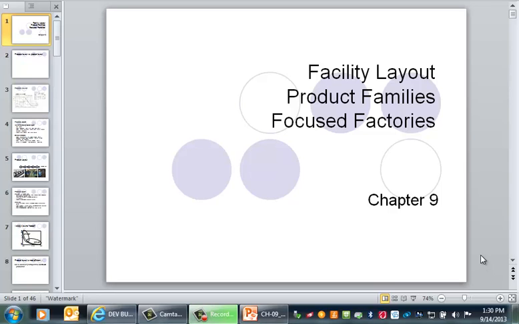Welcome to Chapter 9, Fundamentals of Lean Process Improvement. In Chapter 9, we're going to take a look at the layout of a facility and what it means to be a focused factory.